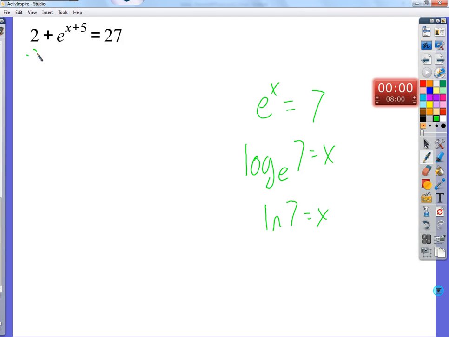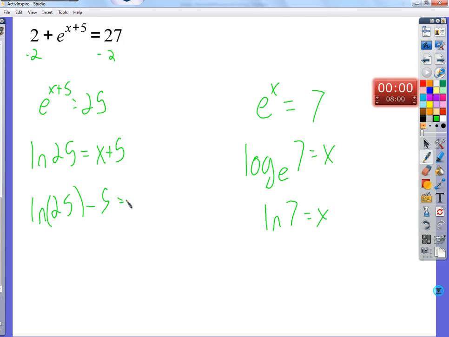This almost looks like that. If we subtract 2 from both sides, you get e to the x plus 5 equals 25. Now rewrite it in a similar way, we get the natural log of 25 equals x plus 5, because that's log base e. E to the something gives me 25, that's that something. And we subtract 5. Natural log of 25 minus 5.